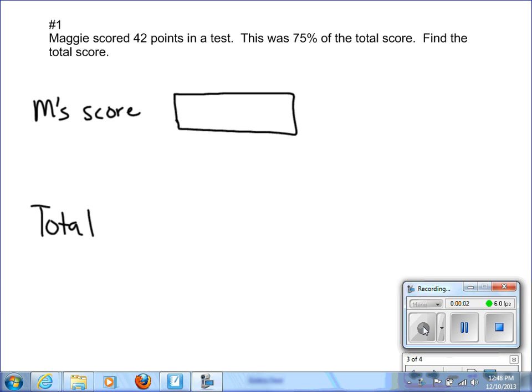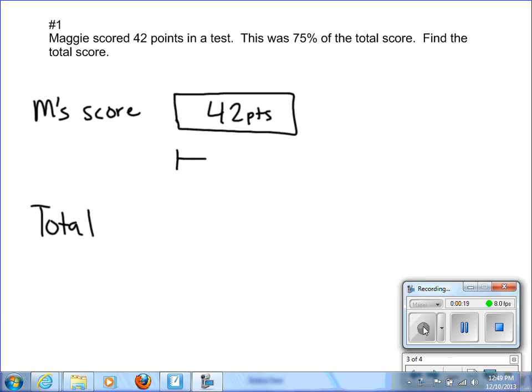Okay. Matthew scored 42 points in the test. This was 75% of the total score. Find the total score. Okay, so we have Maggie's score, and then we have the total. Okay, Maggie's score we just read was 42 points.